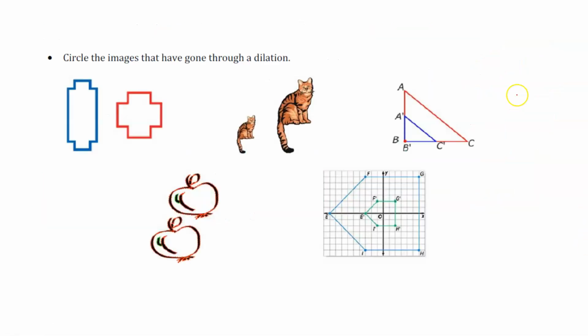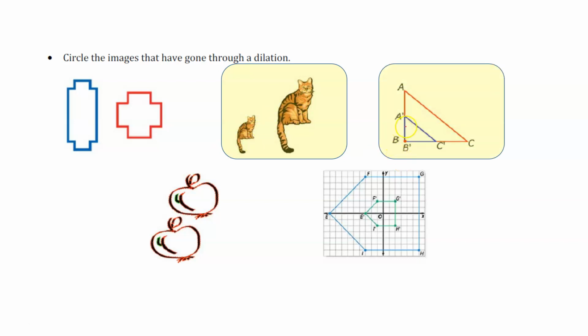All right, continuing on, one of the last activities before we start our new lesson is to circle the images that have gone through a dilation. Take a minute, pause, and figure out which ones you think are dilations. And unpause. Like I said, the worst thing you could do is get it incorrect and learn something new. One of the first ones that I see is a dilation are the cats. Meow. Anyways, moving on. The triangles: notice we have a small blue triangle and a large red triangle.